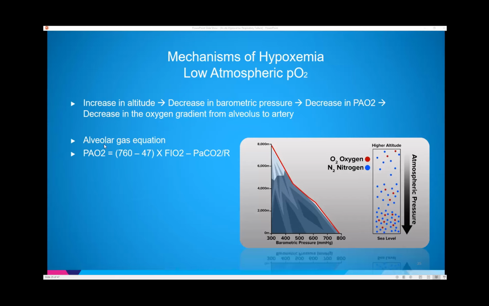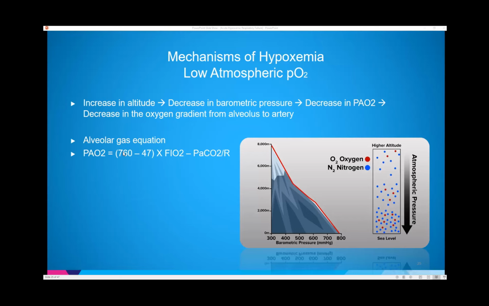So basically your alveolar O2 is equal to your barometric pressure, which is 760 at sea level, minus 47, which is water vapor pressure, times your FiO2, which is 0.21, so 21% oxygen in room air. As we start to climb up the mountain, our barometric pressure goes from 760 down to 300. You can see how if I drop this from 760 down to 300, my alveolar oxygen is going to be much lower.